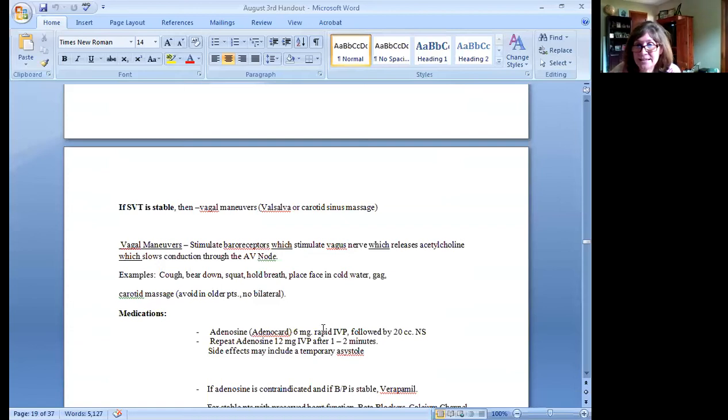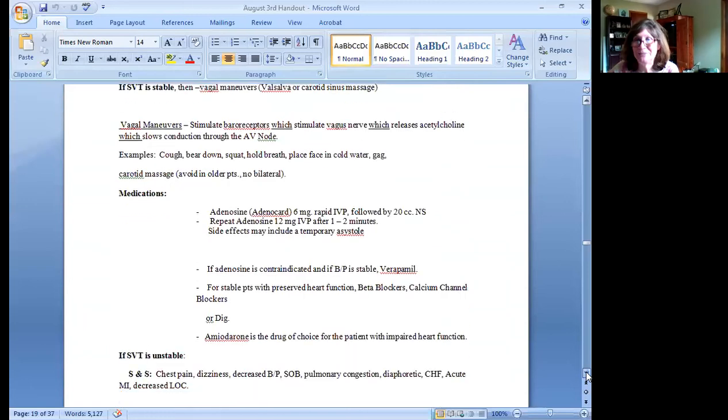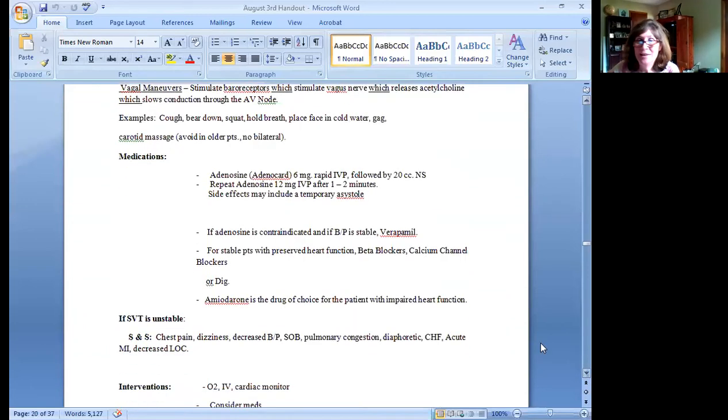So adenosine, 6 milligrams, little saline chase, repeat the adenosine with 12. Remember, it causes a temporary asystole, but it'll pop back up. If adenosine for any reason is contraindicated, the doctor may order different things. Verapamil is a calcium channel blocker, called Isoptin, beta blocker, calcium channel blocker, or even DIG.